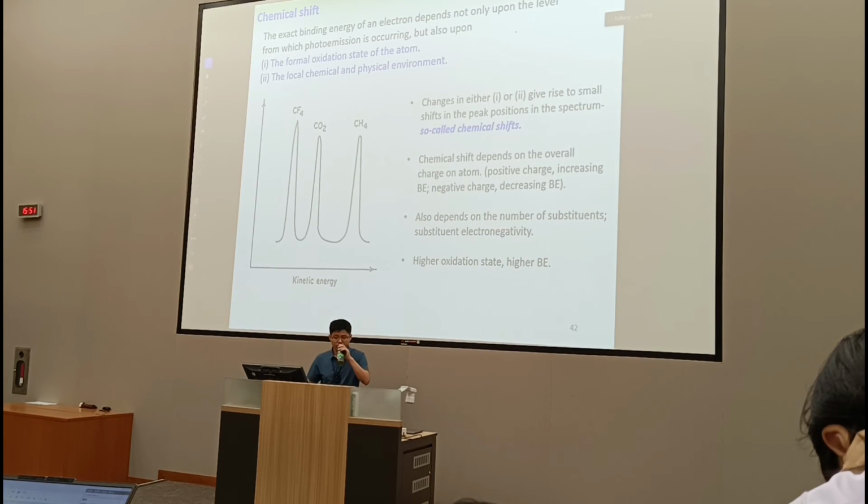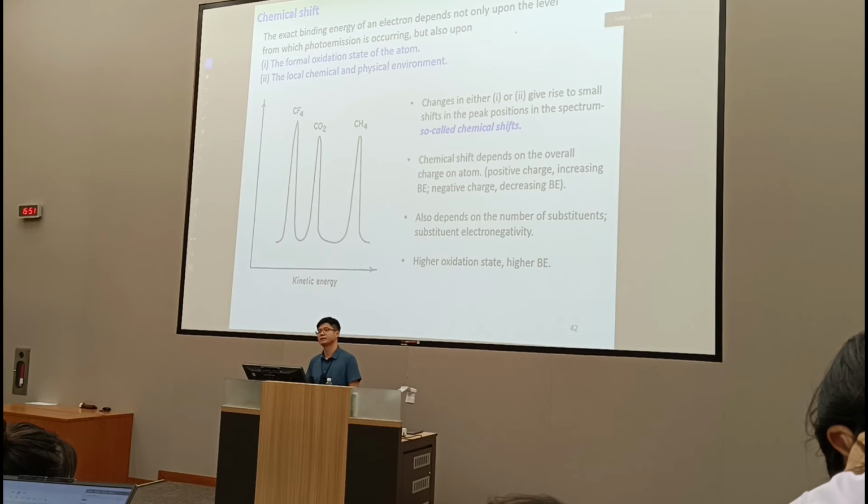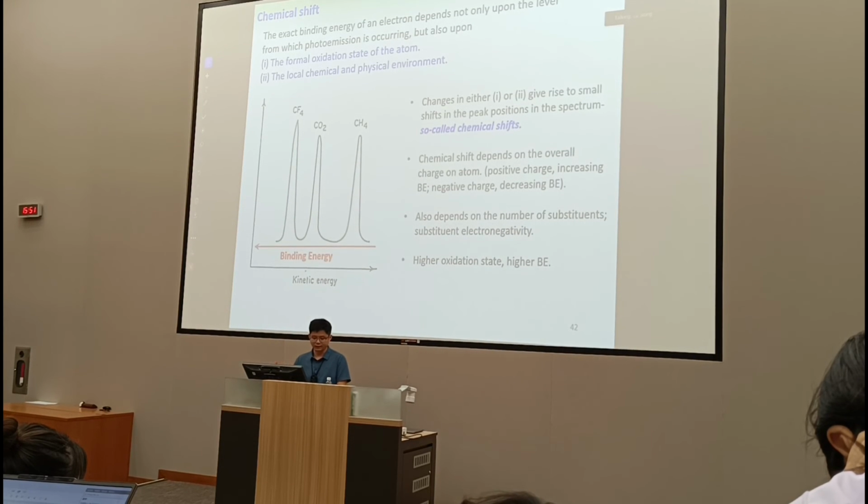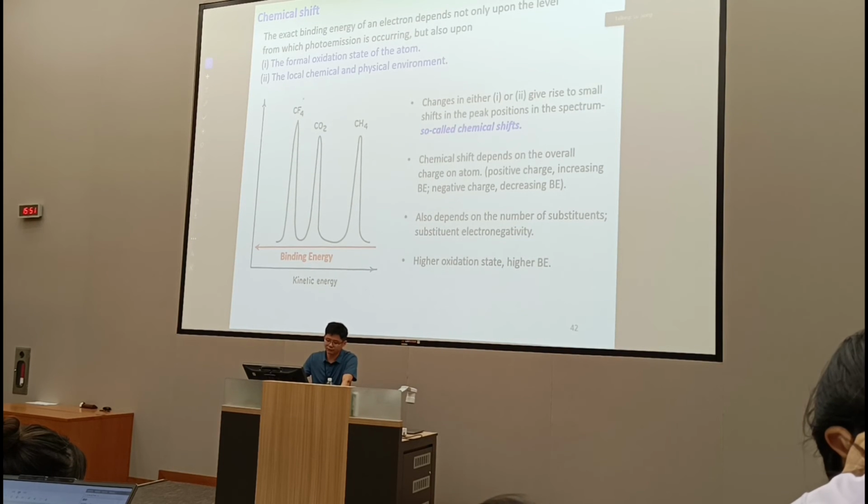Then the exact binding energy of the electrons emitted from the core level depends on the chemical environment. That's why XPS is very chemically sensitive. For example, we can measure carbon bonded to different chemical species like fluorine, CO2, CH. The binding energy actually increases from left to right.